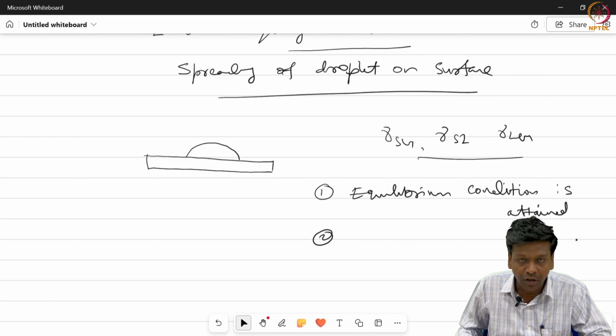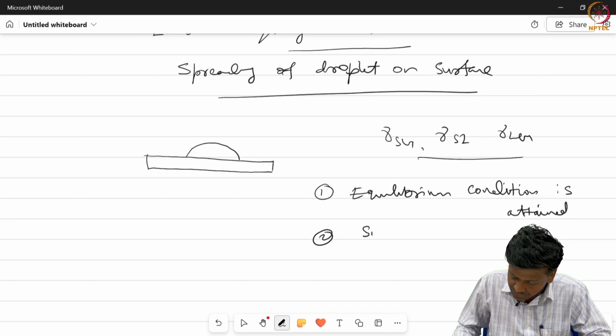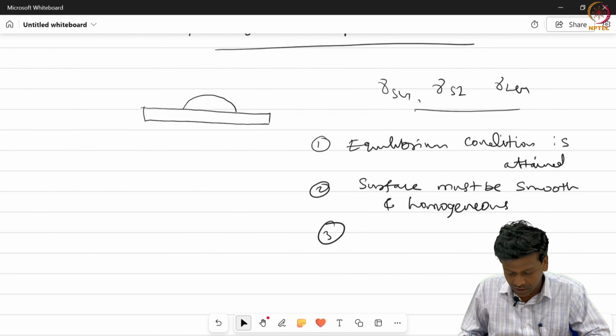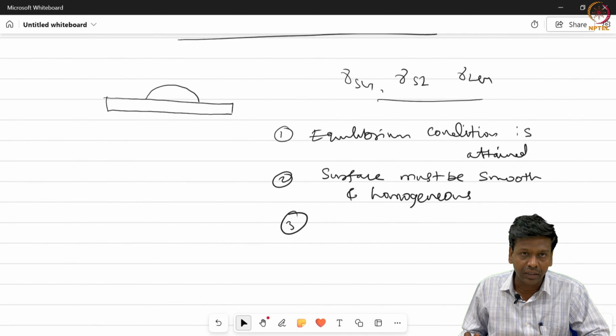The second important assumption is that the surface must be smooth and homogeneous. This equation is not valid for surfaces with roughness or chemically heterogeneous surfaces. In these cases, this equation is not applicable.